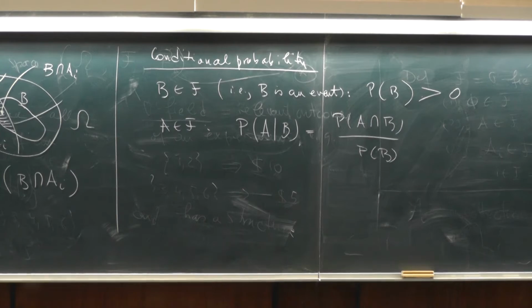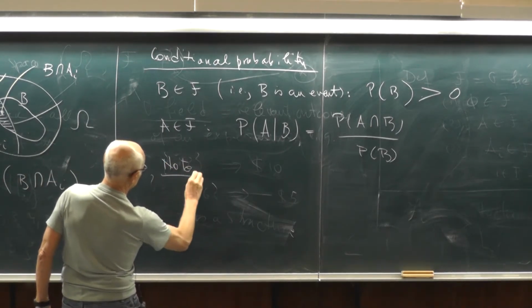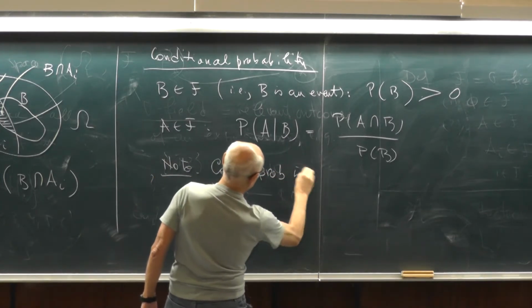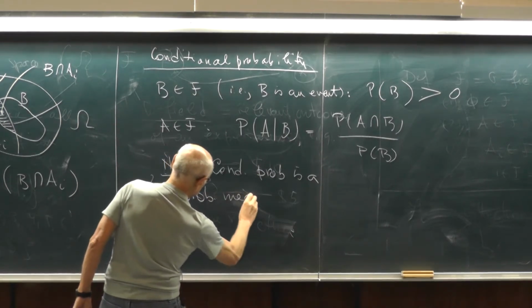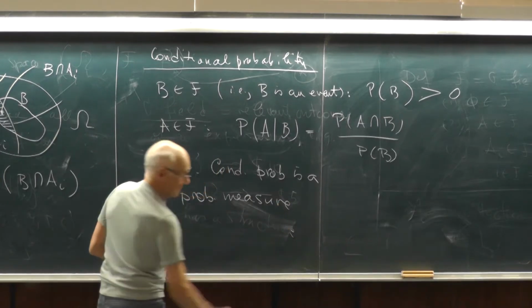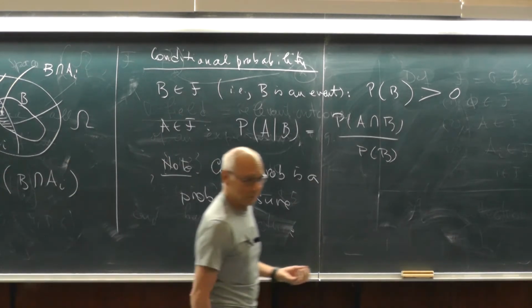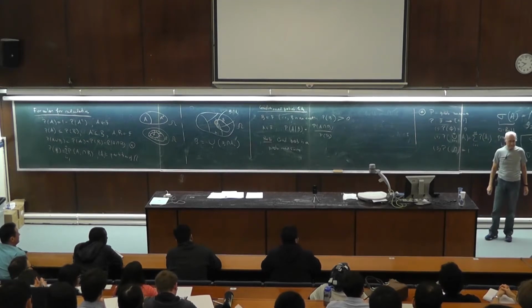Now, the first thing, please note, is that conditional probability is a probability measure. In fact, it's a probability measure on a restricted space, which instead of omega is B. So what we have to show is that it is a probability measure, that it satisfies these three conditions, right?